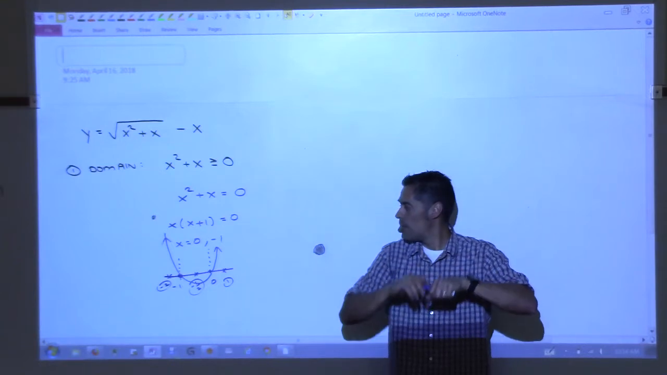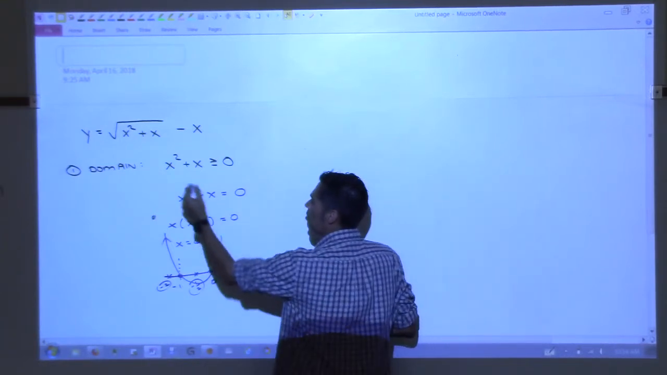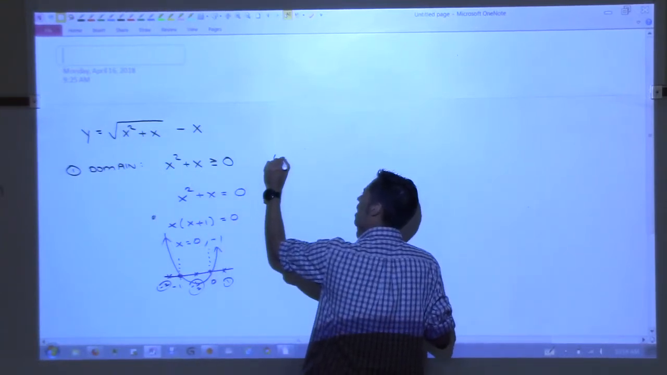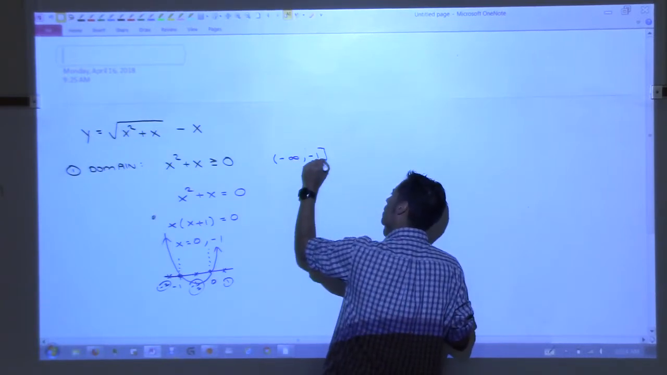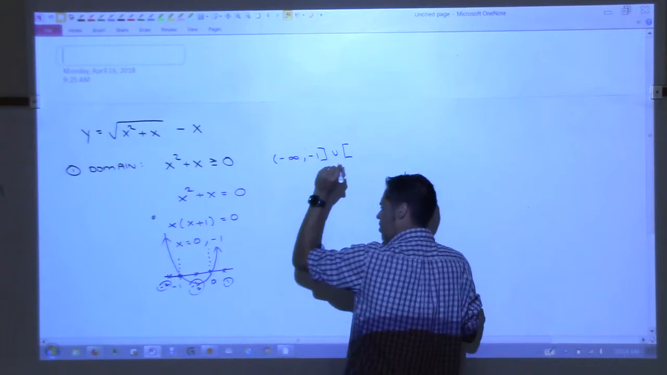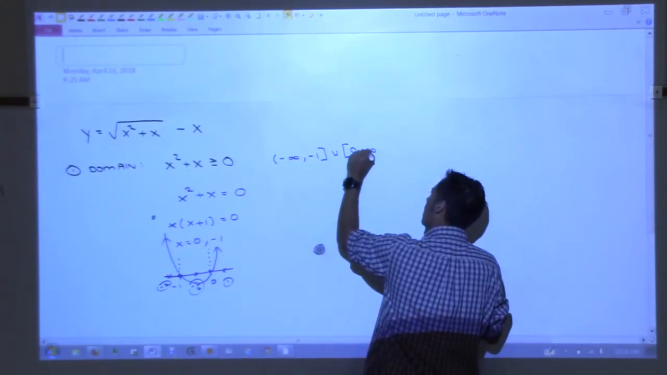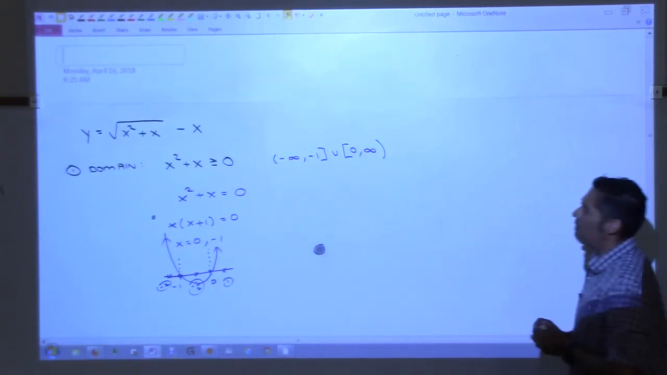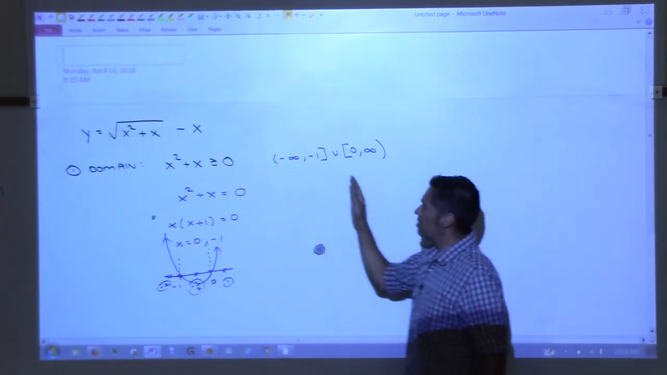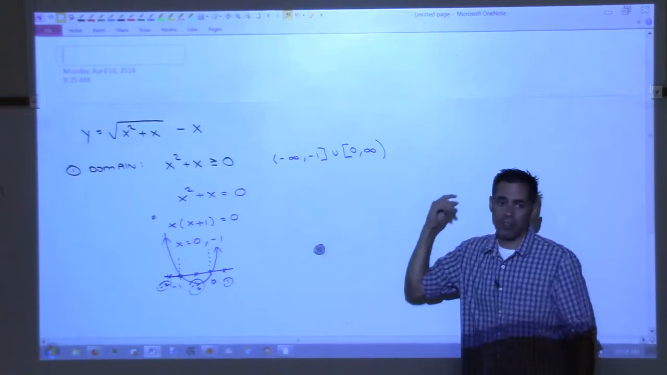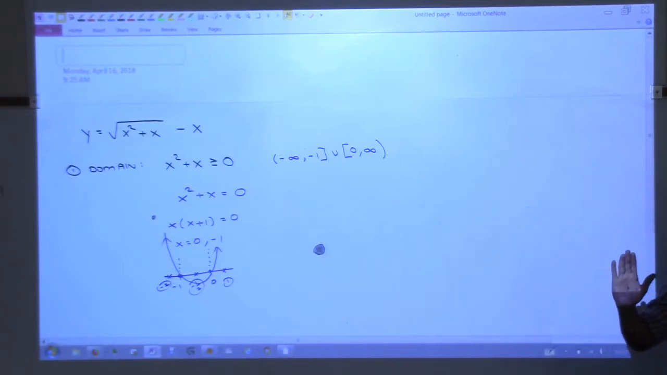opens up or down. So I'm going to go with the domain of this is -infinity to -1 unioned with 0 to infinity. When we graph this function, the graph will only exist to the left of -1 and to the right of 0. Is that clear? How I got that? Any questions on that at all?